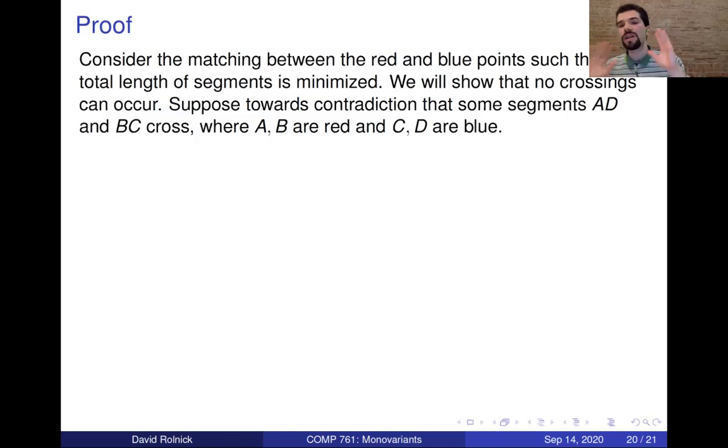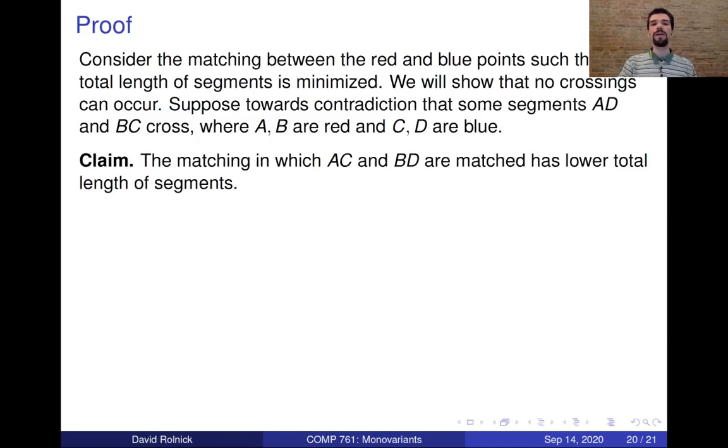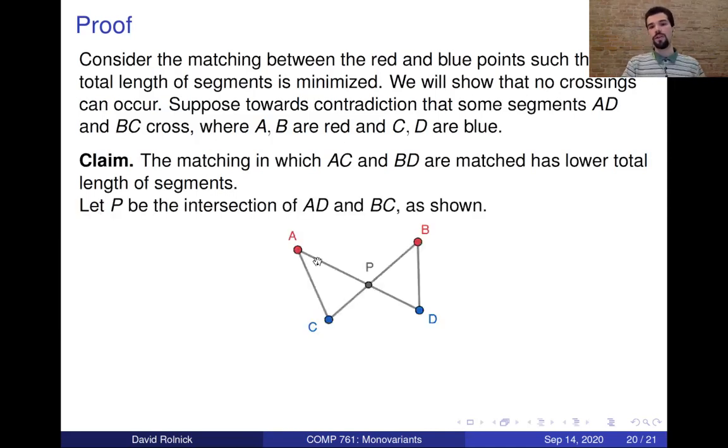Suppose towards contradiction that there are two segments that do cross, AD and BC, where A and B are red and C and D are blue. And we're going to try to show that if we uncross them, then we get a lower total length of segments. So this is what happens if they're crossed. This is what happens if they're uncrossed. We have to show that uncrossing them reduces the total length of the segments. How can we do this? Why is this true?